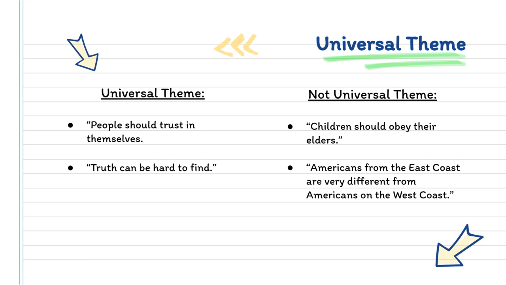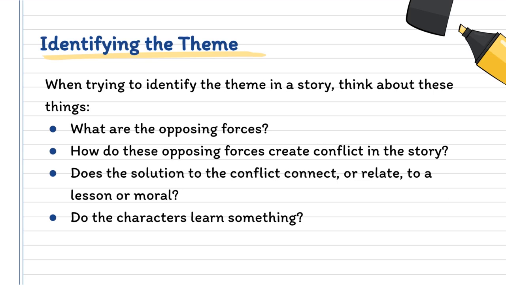Another example of a universal theme would be truth can be hard to find. This is pretty much, for the most part, across the board, very true. Now, an example of what a universal theme would not be is Americans from the East Coast are very different from Americans on the West Coast. While this is true, this only has to do with Americans, so this is not a universal theme because it doesn't have to deal with everyone in the entire world.